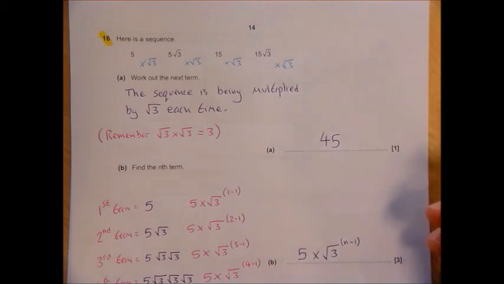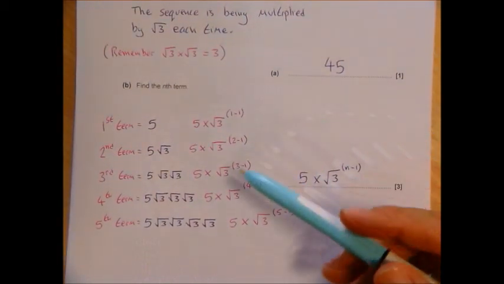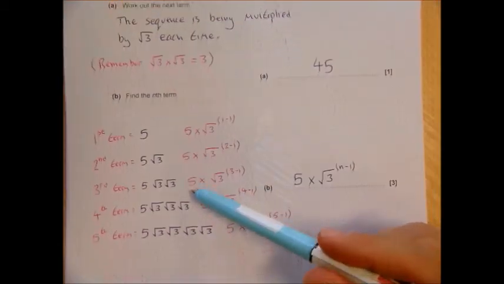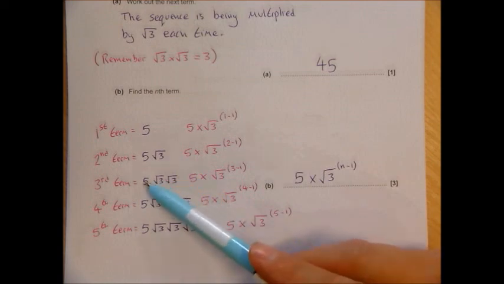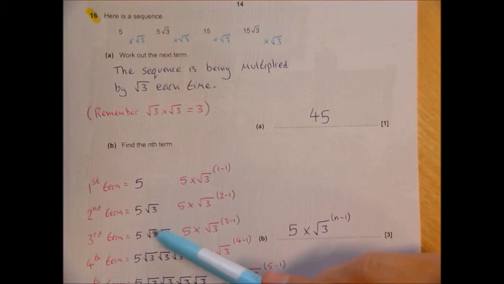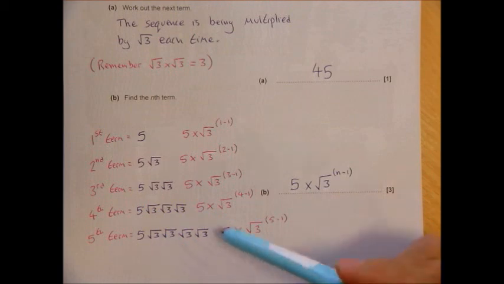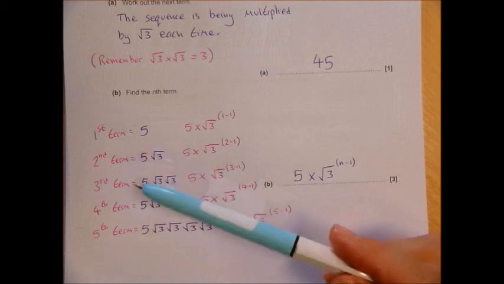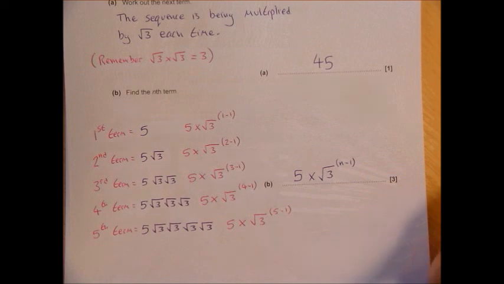Part B, find the nth term. It's a bit of a fiddly one, this, but I'm going to try and explain how I did it. So the first term is 5, then it's 5 root 3. Now, because you're multiplying by root 3 each time, obviously root 3 times root 3 is 3, so up above the third term, look, is 15, but I've just kept it as 5 root 3 root 3, then it's 5 times root 3 root 3 root 3, and so on, just to show you what's going on here. So the first term is 5, and the second term is 5 root 3. You're clearly going to be multiplying by root 3, because that's what happens.